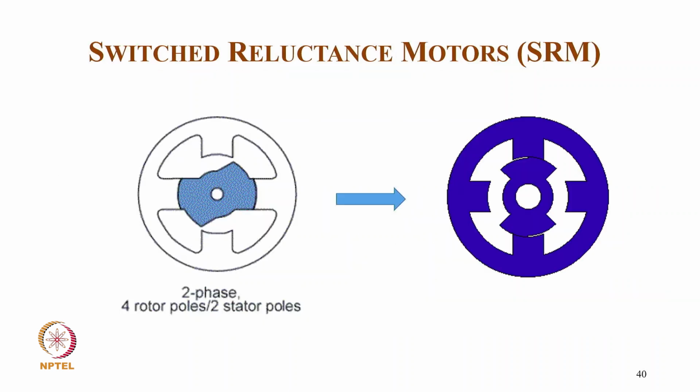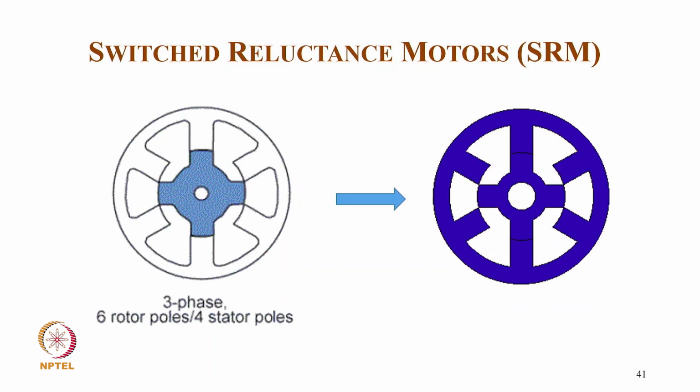2 stator poles. And this is typically how a 2 phase 4 pole motor looks, but for such a case, you require a very special kind of rotor construction. The typical one is a 3-phase motor with 6 stator poles and 4 rotor poles.